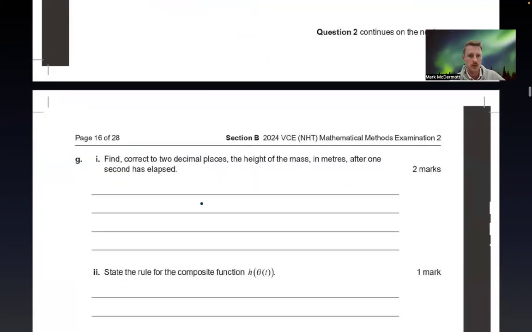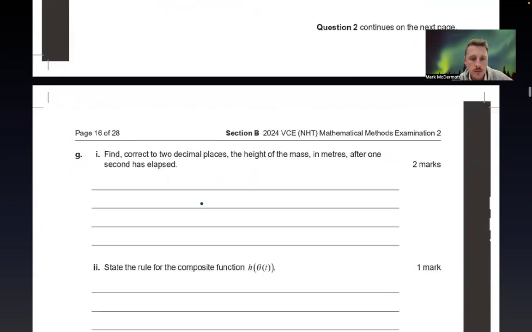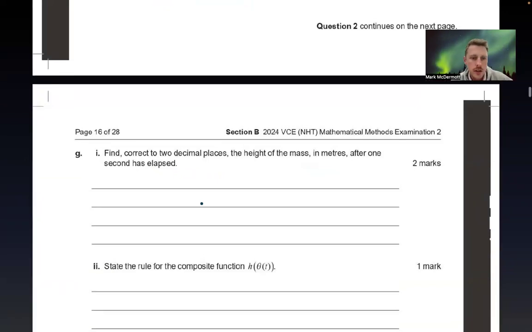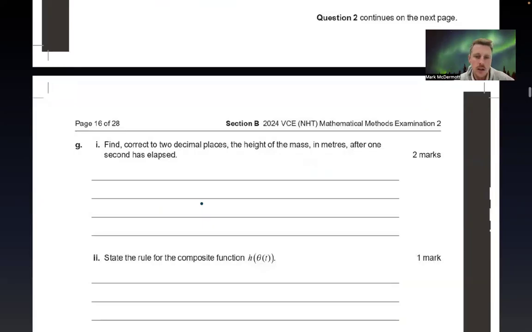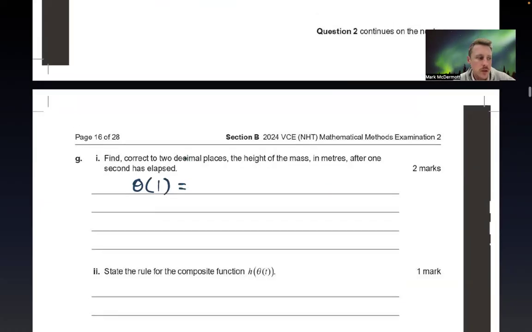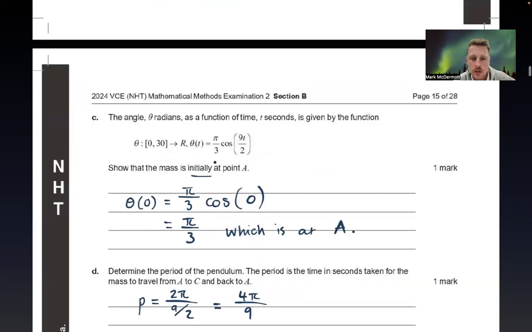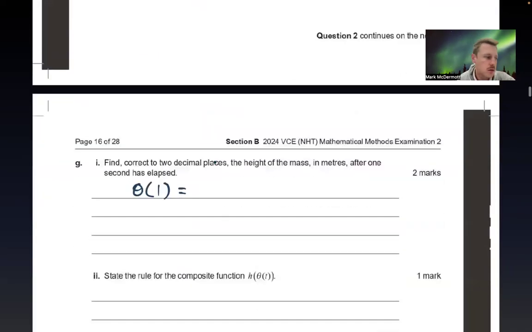It'll be something small. Okay, anyway, find, correct to 2 decimal places, the height of the mass in meters after 1 second has elapsed. Okay, what can we do here? So we need to know the angle after 1 second. You would agree? So we need to know the angle, so theta of 1. So we need to substitute 1 into here, because then that'll tell us the angle after 1 second. So it's pi on 3 times cosine of 9 on 2, which is whatever it is, that's the angle.